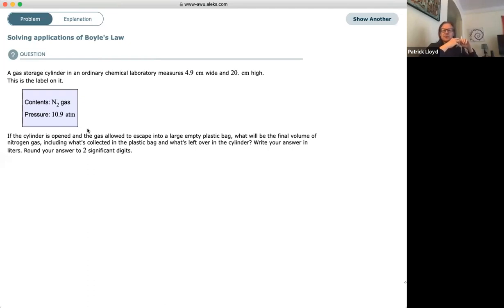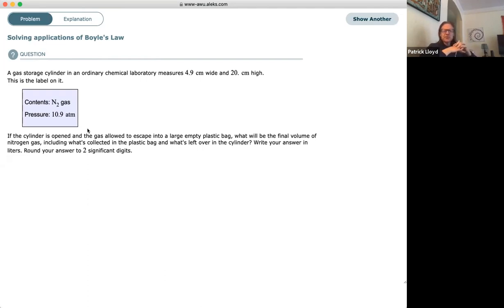Solving applications of Boyle's law. A gas storage cylinder in an ordinary chemical laboratory measures 4.9 centimeters wide and 20 centimeters high. This is the label on it. Contents, nitrogen gas. Pressure, 10.9 atmospheres.